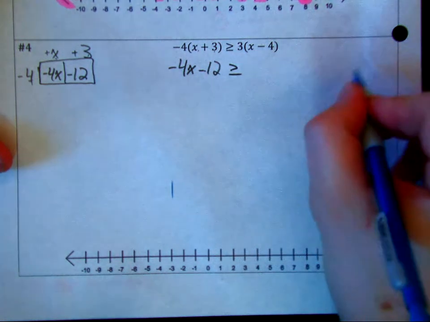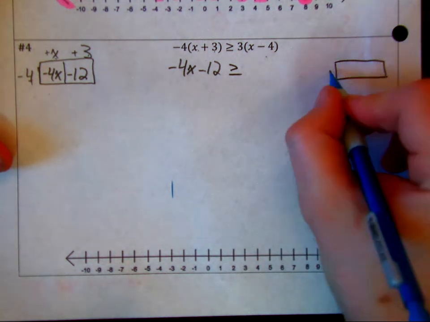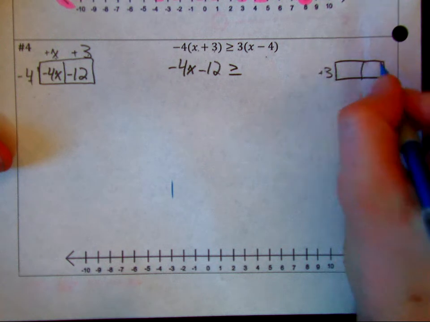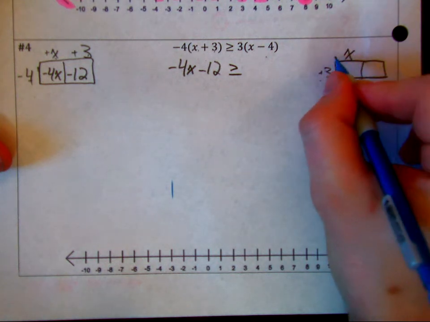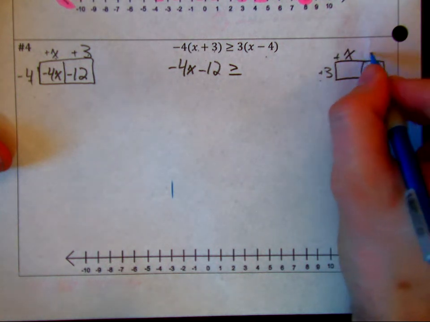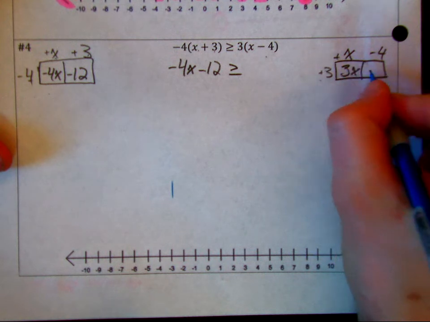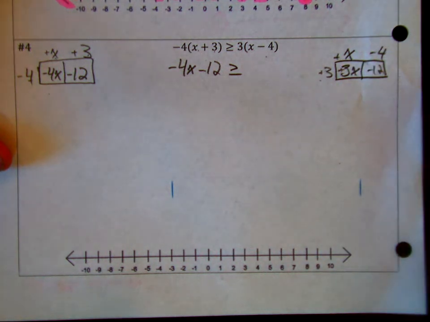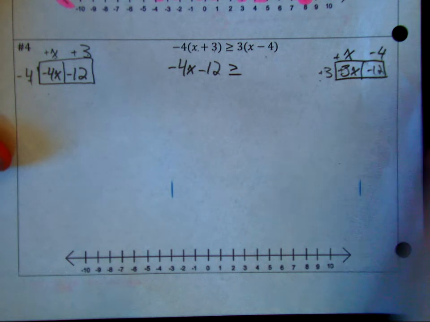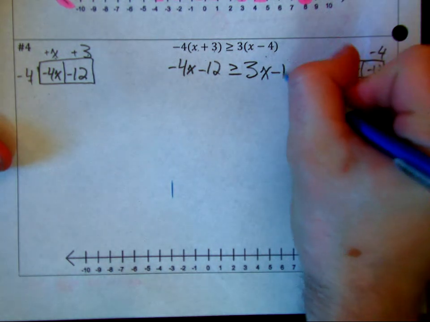And then on the side, again, I can do my distributive property for the right side. So I have positive 3, and I'm multiplying that to each of the following. I have positive x and a -4. So I have a positive 3x and a -12. So on the right side it's going to be 3x and then minus 12.